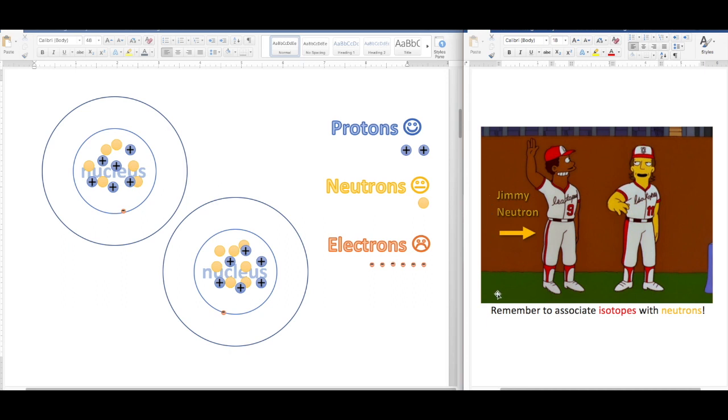And also, it happened to work out well that in my color scheme, I made isotopes red and neutrons yellow, and the Albuquerque Isotopes colors are red and yellow. So, just another fun way to be able to remember that the most important thing about isotopes is neutrons, because that is the one thing that is different between two atoms that are isotopes.